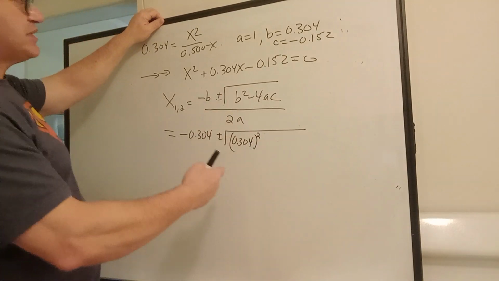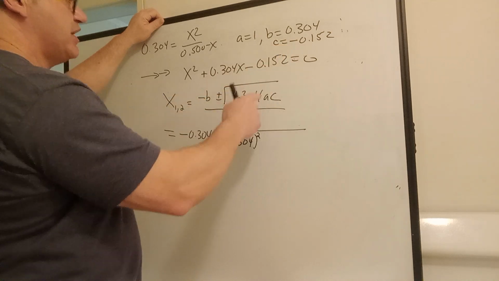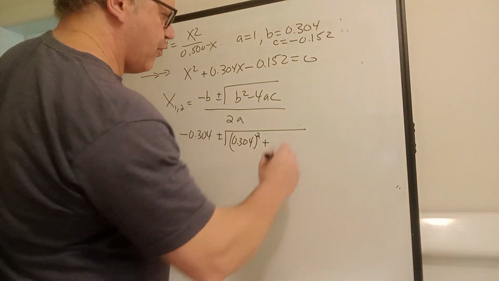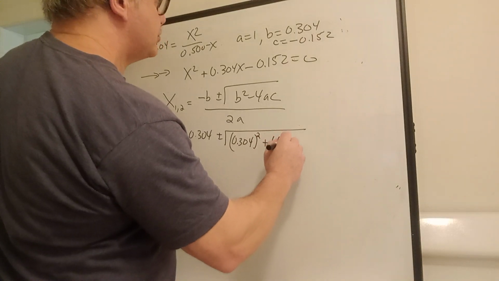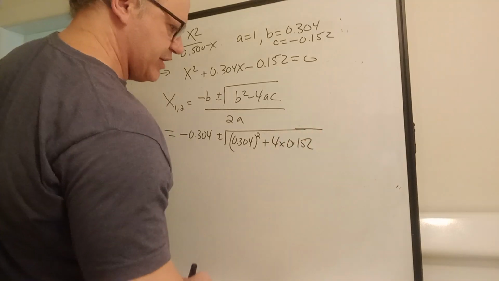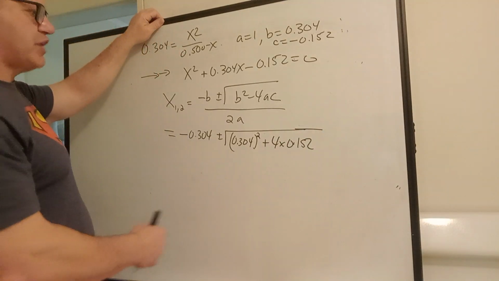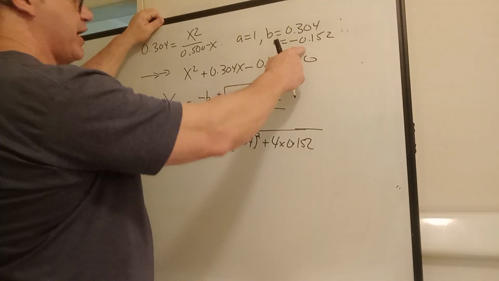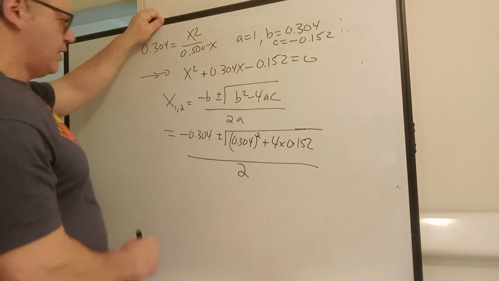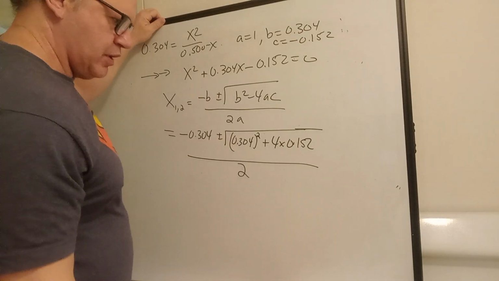A minus, but the C is a minus, the A is a positive, so this will be a plus, and that will be 4 times 0.152. We don't have to write the 1 in, that's just kind of redundant. So we have this term, it had to change sign because the minus times the minus, and then over 2A, A is 1. So we have two roots.